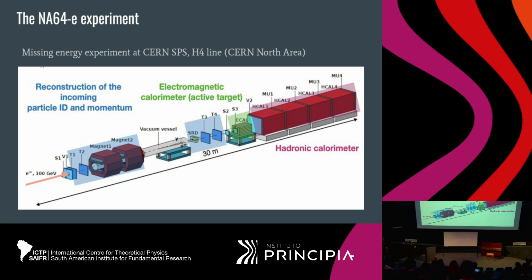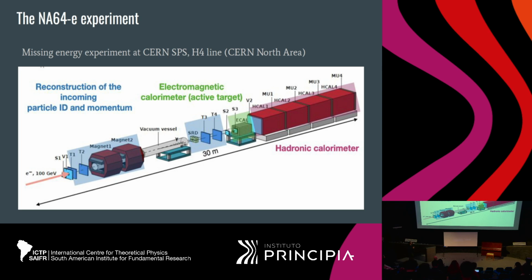Because it is the 64th experiment made in North Area. The E here is due to the fact that they're using an electron beam, and there is a parallel effort by the same collaboration using a muon beam that you will see in a few minutes, so to distinguish them, an A64e and A64mu.